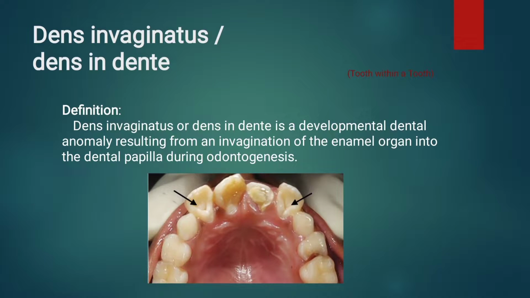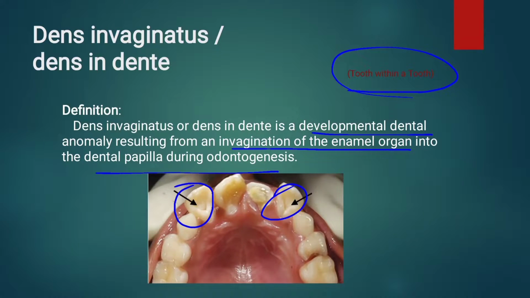Dens invaginatus or dens indentae, which is also called tooth within a tooth, is a developmental anomaly resulting from the invagination of the enamel organ into the dental papilla during odontogenesis. You can appreciate it here in the maxillary lateral incisors. There is a groove-shaped structure which is due to the infolding or invagination of the enamel organ.